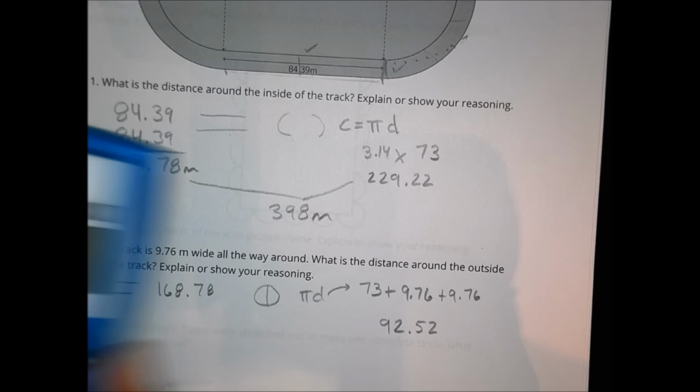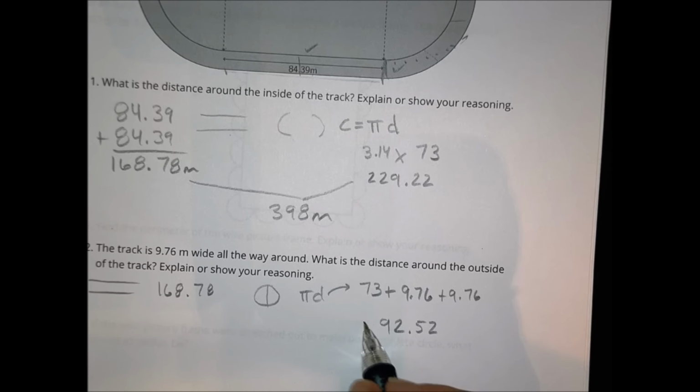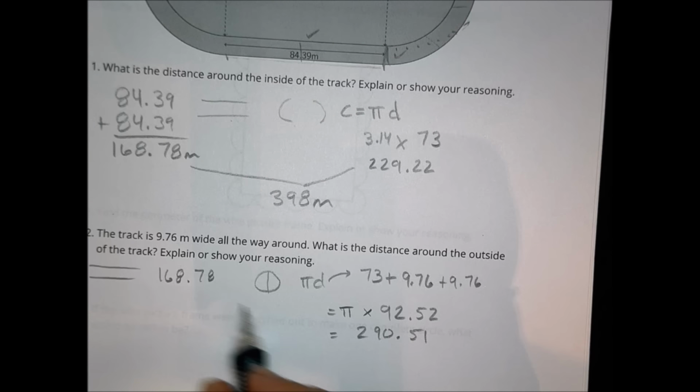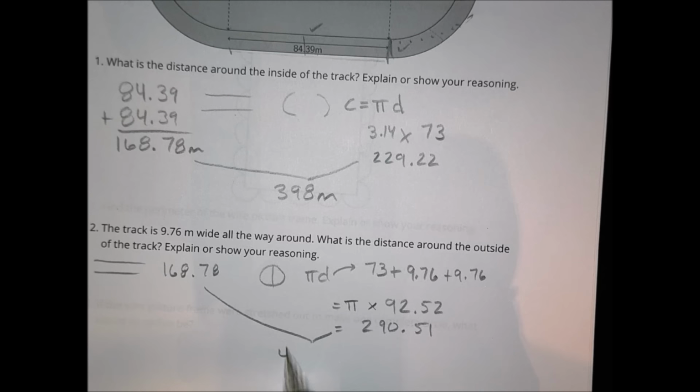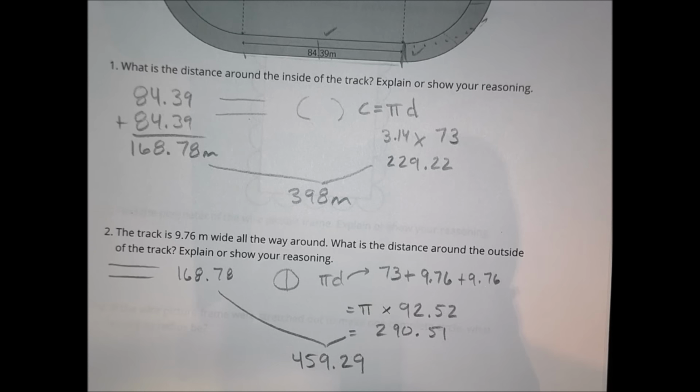92.52. I'll take that value now and I'll multiply it by pi, that's my new diameter, to find out the new circumference. And that value is going to be 290.51, I can leave it there, however you want to do it. Okay, now when I combine these together, 168 and 290, I end up with 459.29.